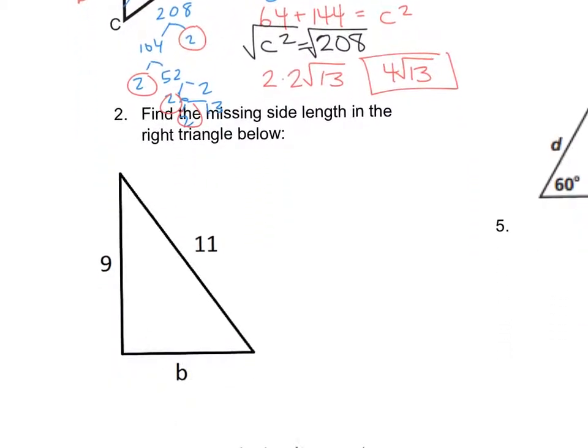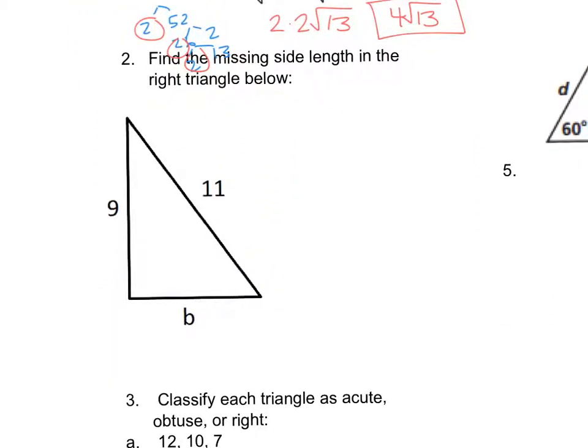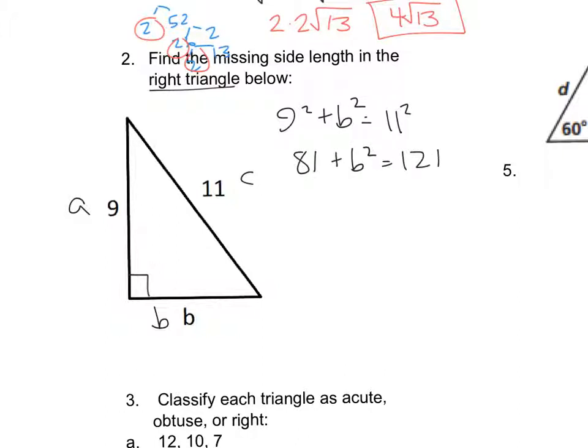Okay, number 2, find the missing side length of the right triangle. So it's telling us this is a right angle. This time we have this hypotenuse. So C is going to be our 11. So it goes A, B, C. So it's going to be 9 squared plus B squared equals 11 squared. 81 plus B squared equals 121.